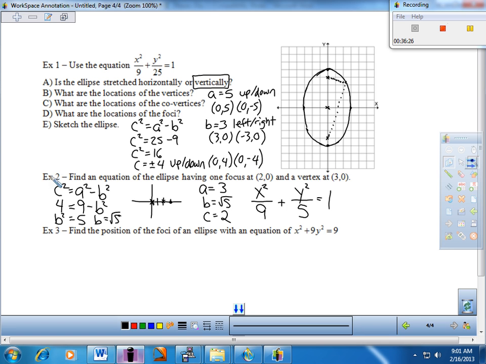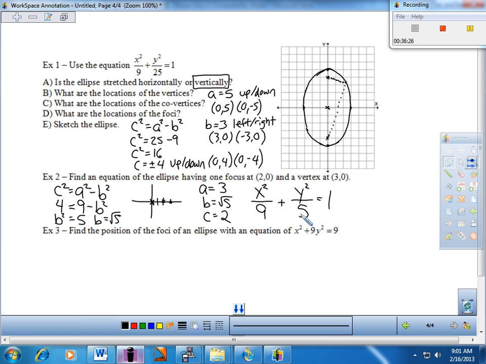We had a, we had c, and we needed b squared. And we got it. All right. Just be careful to make sure the numbers match up with the letters. Horizontal stretch, larger number under the x. Good. Last one. Example 3.